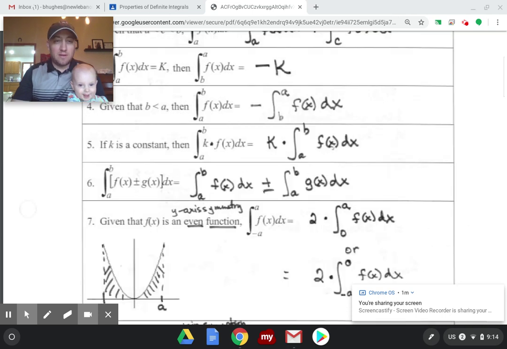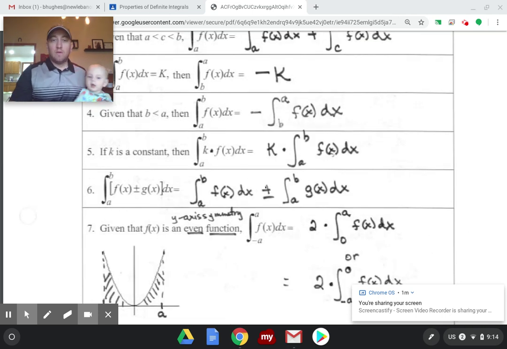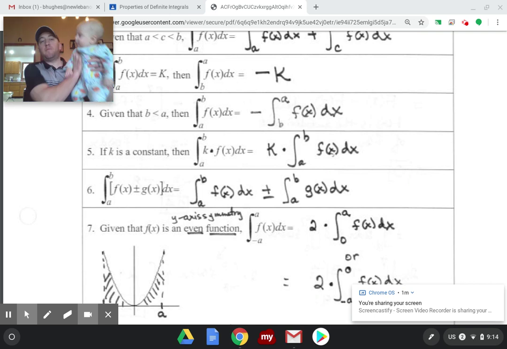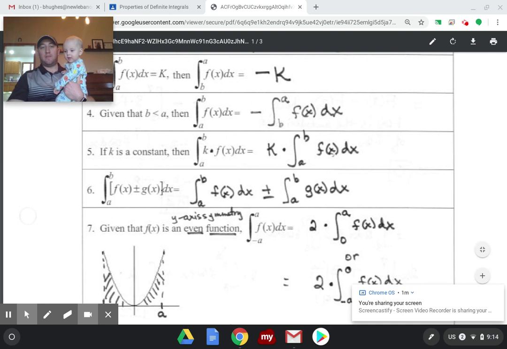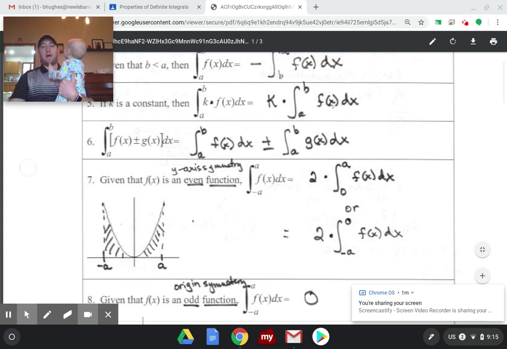4 is pretty much saying the same thing. 5 is just saying that if we have a constant in front of our function, we can take that constant and pull it out front. 6, that property is talking about if we have two functions added together or subtracted, you can break those apart and look at it as the integral of f of x plus or minus the integral of g of x.